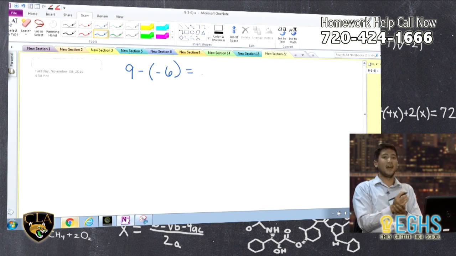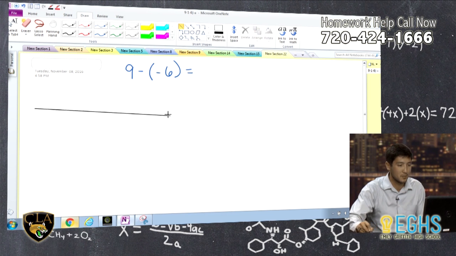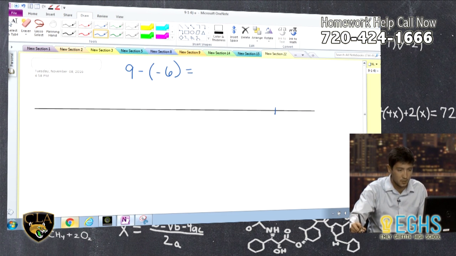Okay, so I wrote it up here, 9 minus -6, and I always think of the number line. Maybe I'll explain it my way. All right. So when I think of this, I think about the number line. And I think, let's start at 9. I'm going to just do a bunch of marks here, 4 or 5. Just going to do a whole bunch of them.